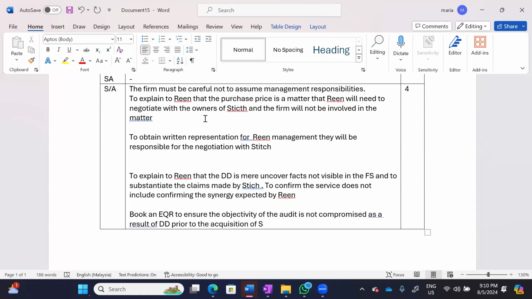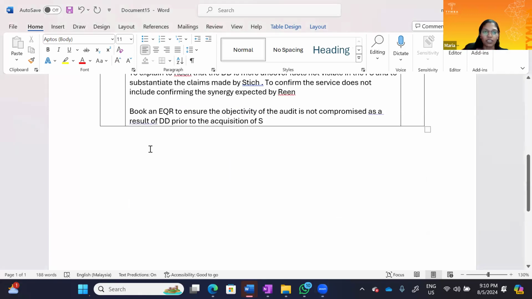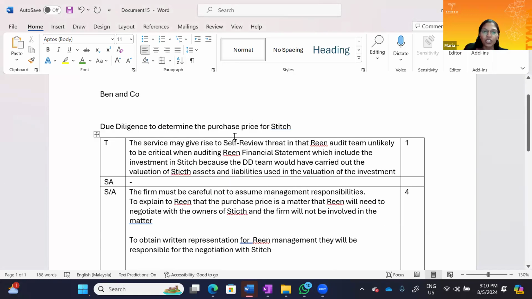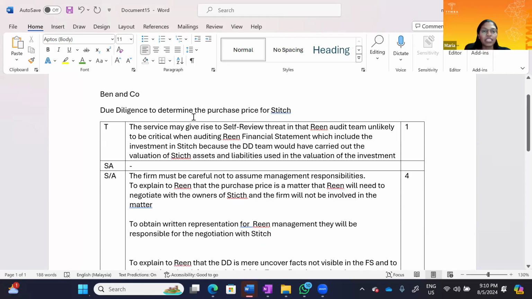Okay, then we will move on to the other two. The other two is quite straightforward. I want to do this question because it has a combination of due diligence, so we can do revision together in terms of what due diligence is and what type of threat it will create. Because you can get questions where there is an ethical issue combined with non-audit services.